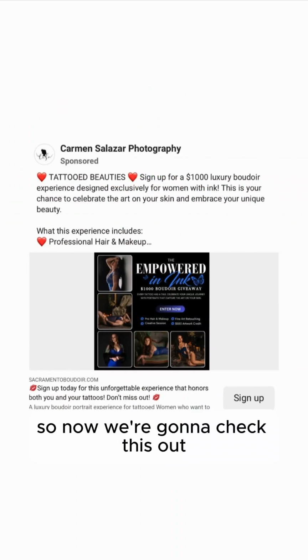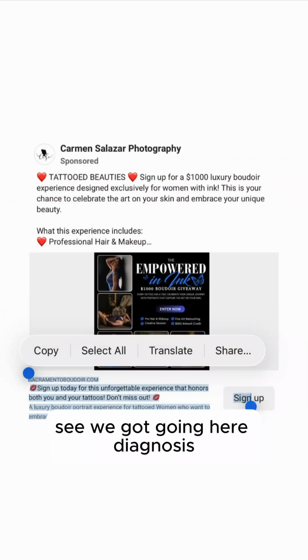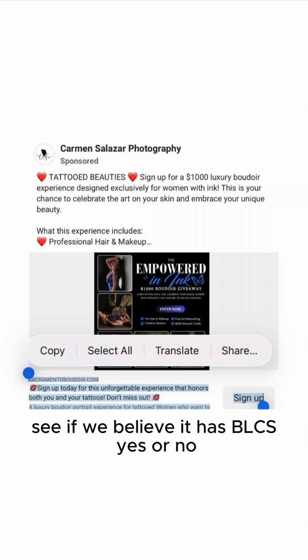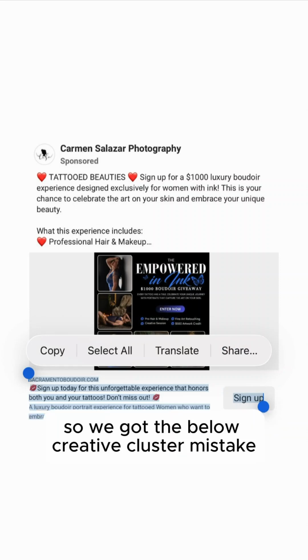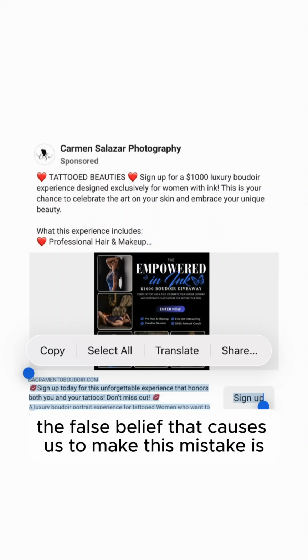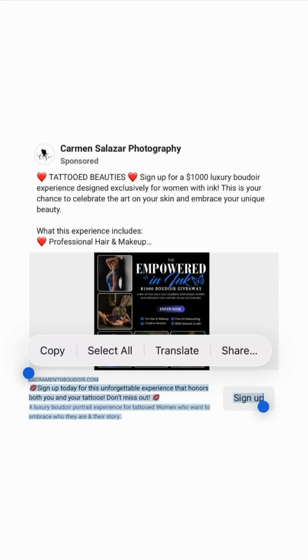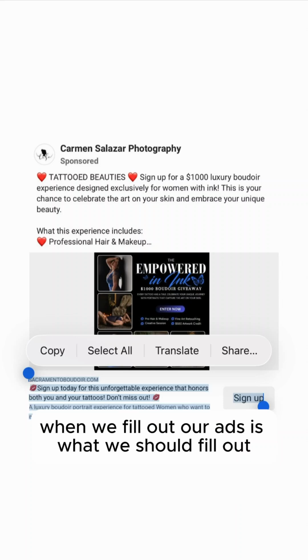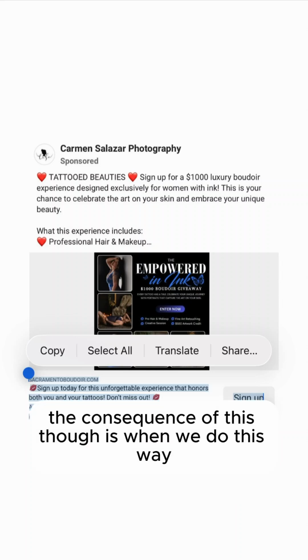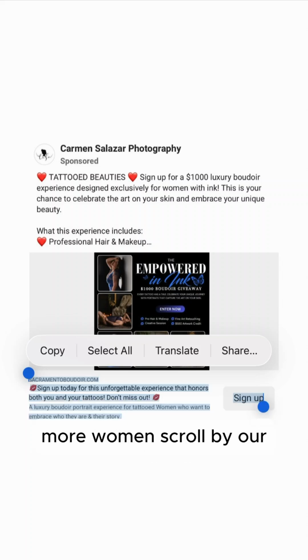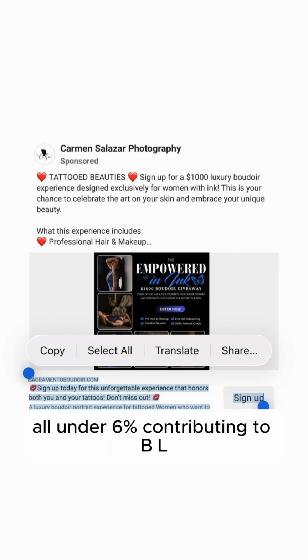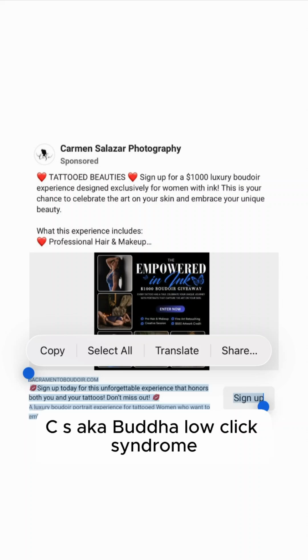So now we're going to check this out. See what we got going here. Going to diagnose to see if we believe it has BLCS, yes or no. So we got the below creative cluster mistake. The false belief that causes us to make this mistake is that we actually believe and trust what Facebook tells us to fill out when we fill out our ads is what we should fill out. The consequence of this, though, is when we do this, way more women scroll by our Boudoir Facebook ad than necessary, pulling our unique CTR under 6%, contributing to BLCS, aka Boudoir low click syndrome.